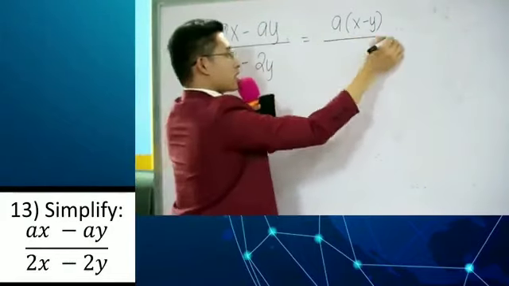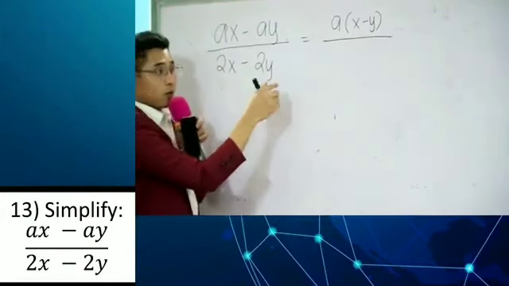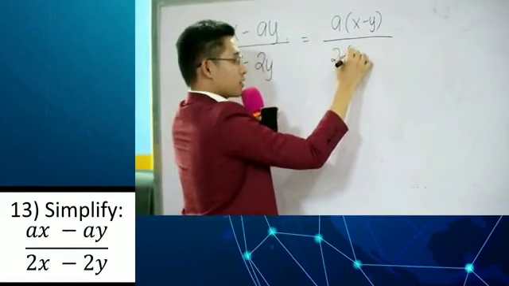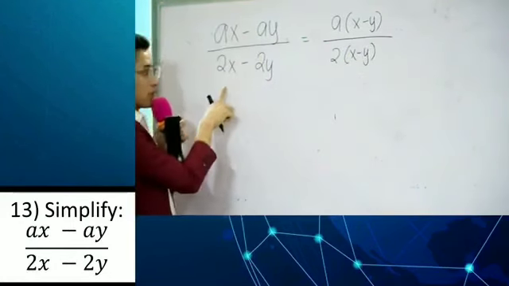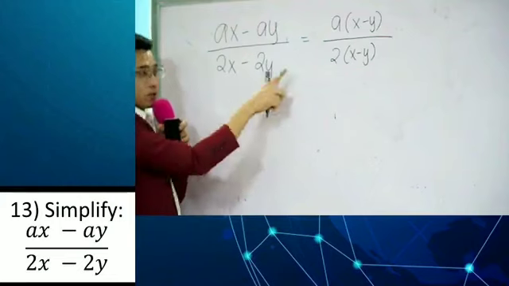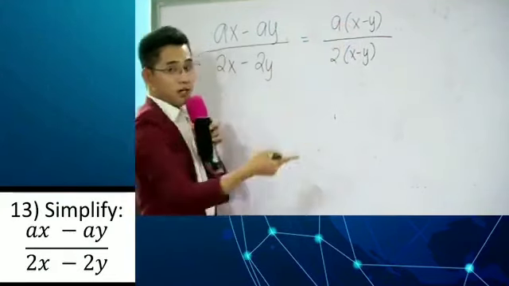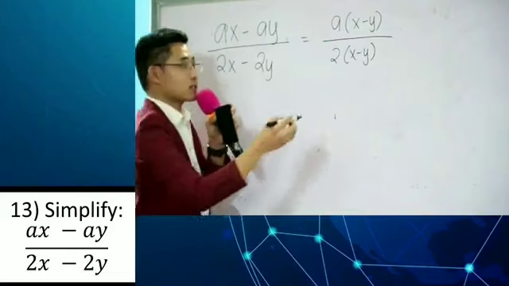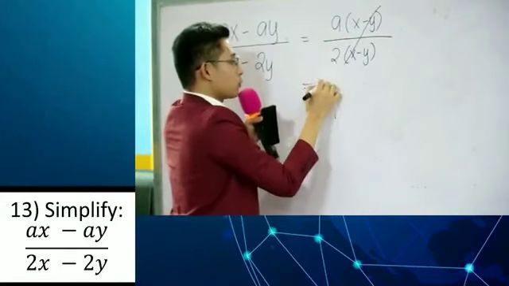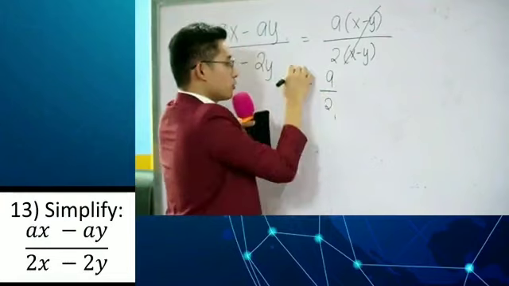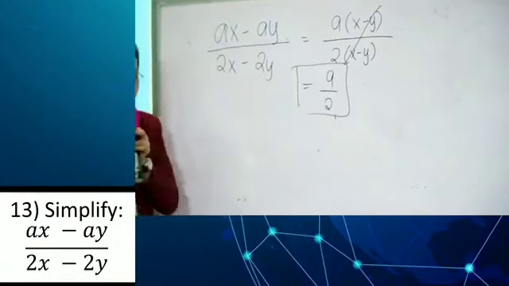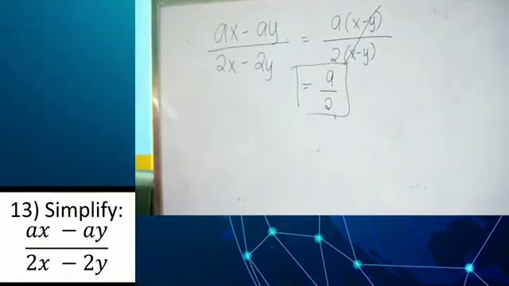Okay? So, next one. So, 2 quantity x minus y. O, tingnan nyo pag dinistribute nyo siya. Okay? So, 2x minus 2y. And when we divide x minus y by x minus y, that is 1. So, therefore, we are left with a over 2. So, that's the answer for this. Okay? Nare-recall nyo na yung algebra? Okay. Next question for algebra.